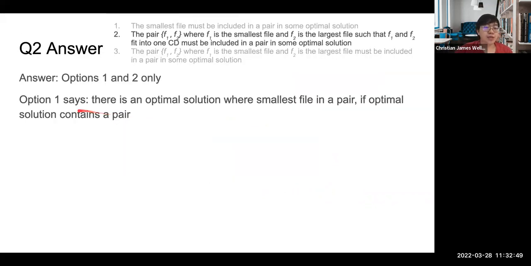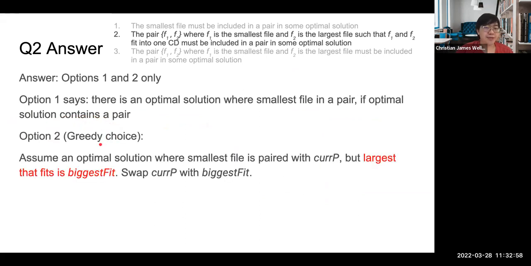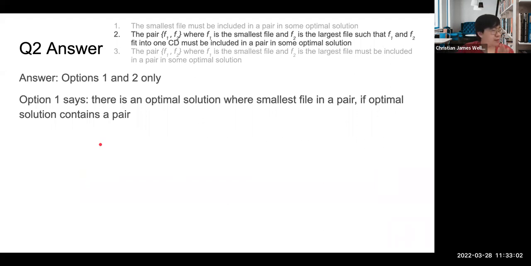Option 1 says that there is an optimal solution with the smallest file in a pair, if the optimal solution contains a pair. Option 2 is really like the full greedy argument. Before that, I'll just quickly pause if anyone has questions about option 1, because option 2 will use a similar argument. So I think it's worth pausing here. Can you give me a thumbs up if it's okay?